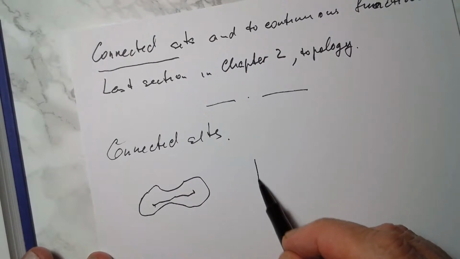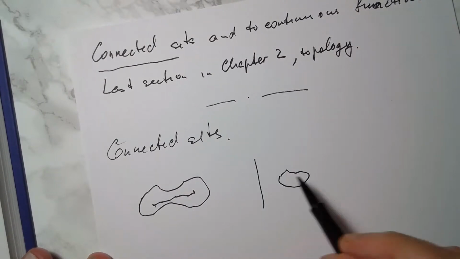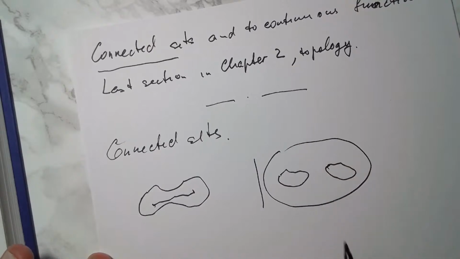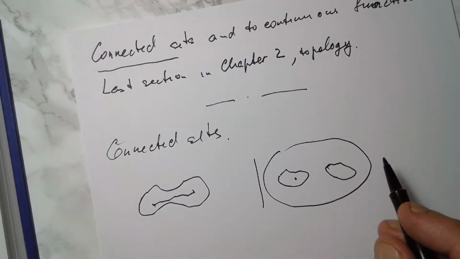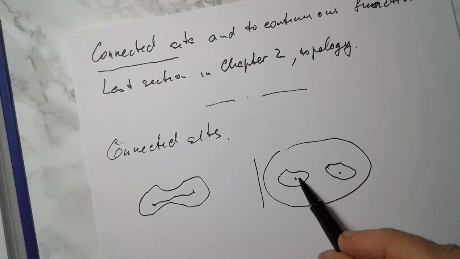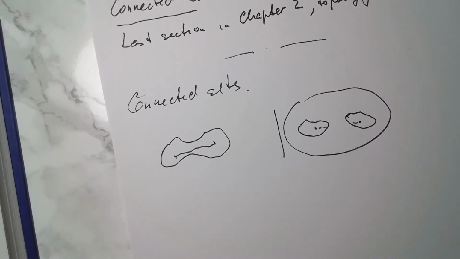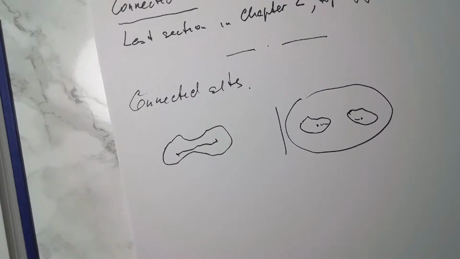On the other hand, if I take this set, so this is one big set over here, you will probably agree with me that it's disconnected because if I have this point and this point, there is no way for me to go from this point to this point in some sort of a continuous fashion. So what is a connected and disconnected set?